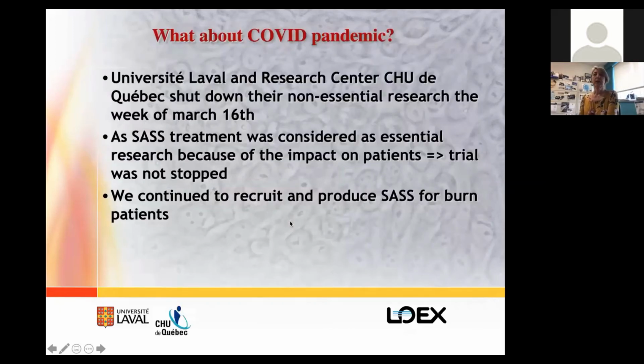So this is the result that we have obtained in the past. And now, what next? Of course, during the COVID pandemic, as everywhere in Canada, Université Laval and the research center, the CHU de Québec, shut down their non-essential research the week of March 16th. However, as skin substitute treatment was considered essential research because of the impact on patients, the trial was not stopped by the ethical committee. So we continued to recruit patients and produce skin substitute for burns.